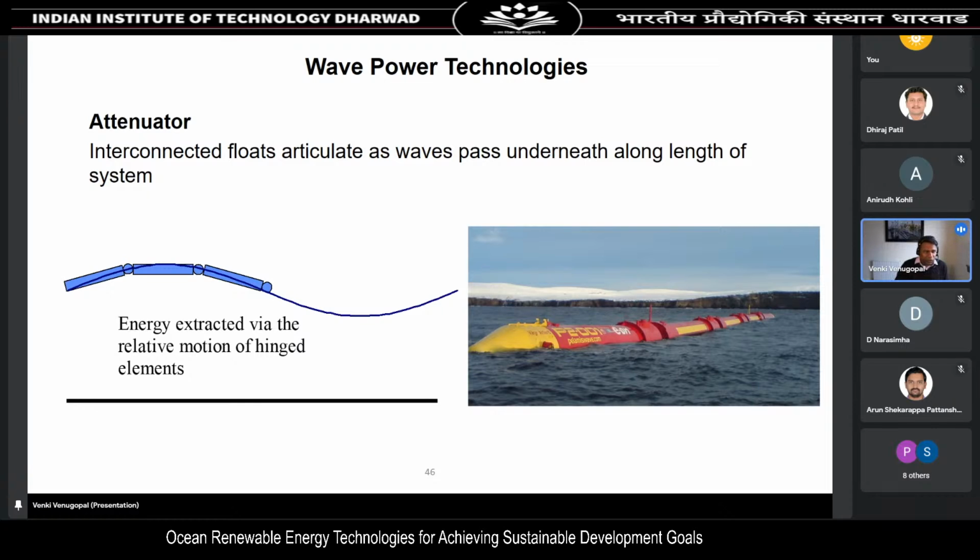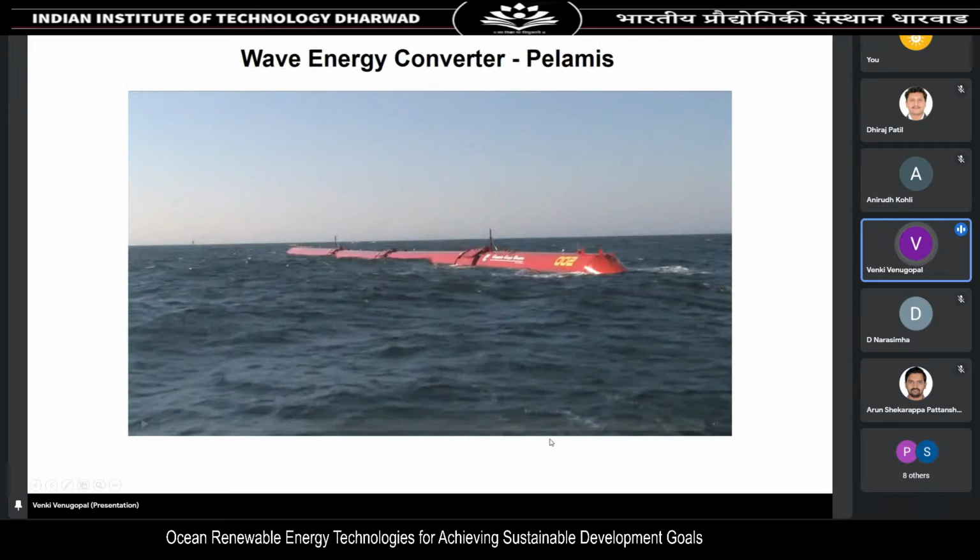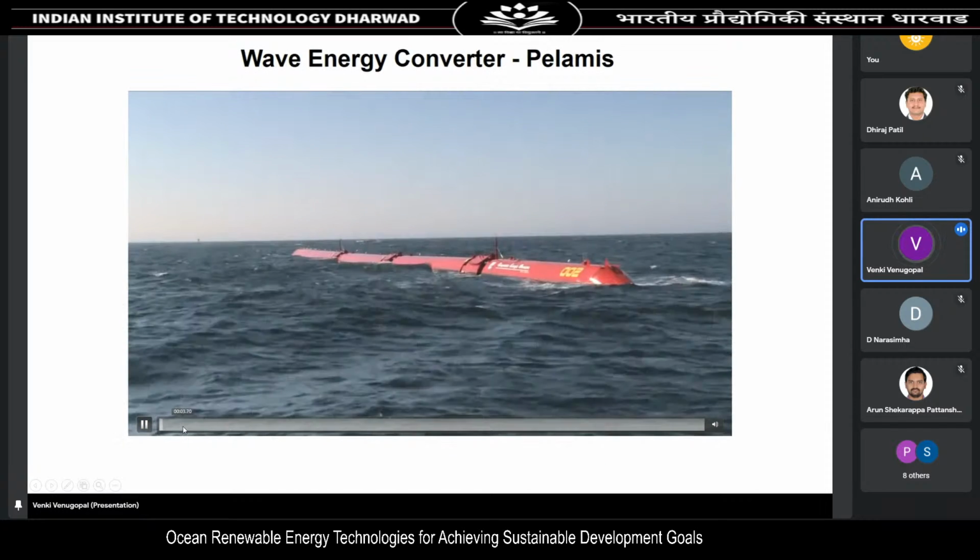And the one thing to notice here, this was developed by a student who studied in Edinburgh and got his PhD from Edinburgh. And he became an entrepreneur and developed this. Most of them, I can see that another 3-4 device developers have studied in Edinburgh, and went on to develop their devices. And this is a Pelamis wave energy converter. I'll let you watch the video.